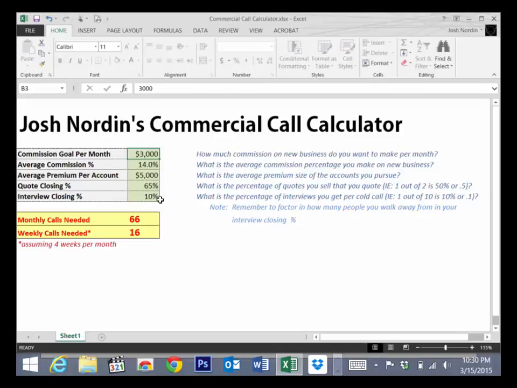This means that to hit your goal of $3,000 of monthly commission, you would need to make 66 calls a month, which is 16 calls a week, which really isn't too bad if you think about it. What we found to be effective in our office is we would just tell our producers, okay, pick your 3 days a week that you're going to be making calls. Depending on the industry, a lot of times it's Tuesday, Wednesday, Thursday.